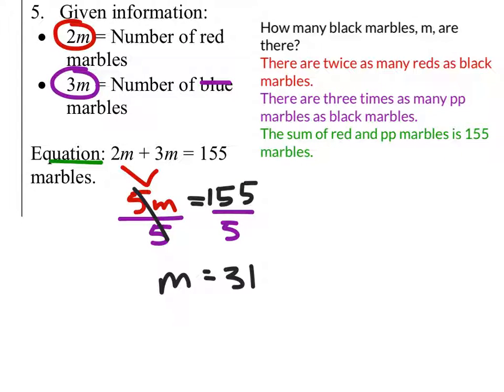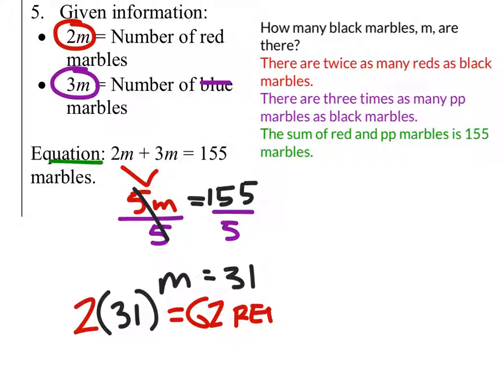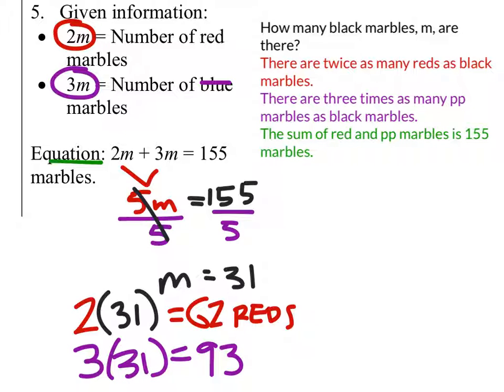Okay, but we're not finished. We still got to figure out how many red marbles there were. There were 2 times as many as the black marbles, so 2 times 31, bam, 62 reds. And then we had 3 times as many, and that would be 93 perverted purples. Just so you know, we have limited space. Yeah, that's good. So let's finish writing the story, okay? We're not finished quite yet.